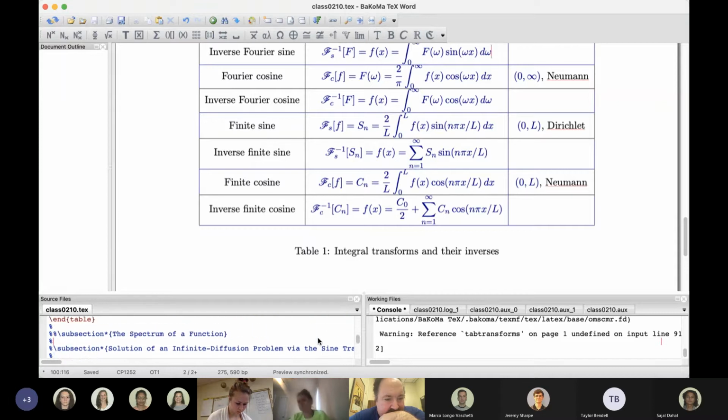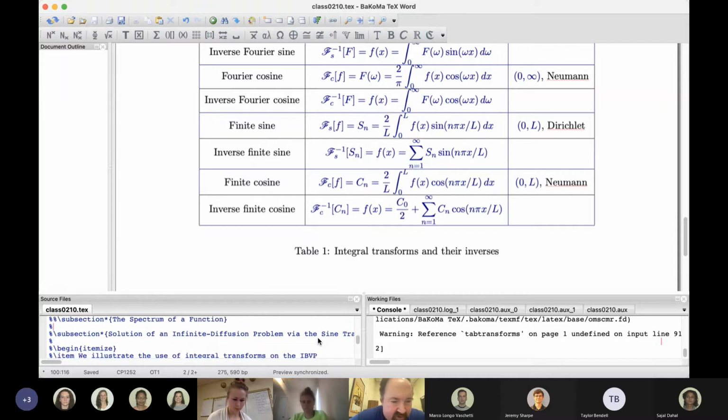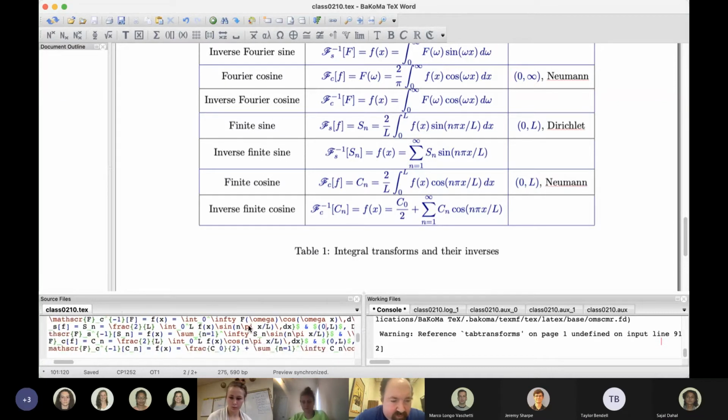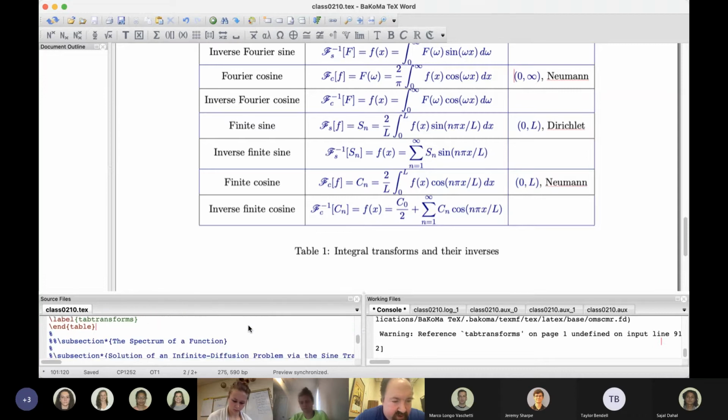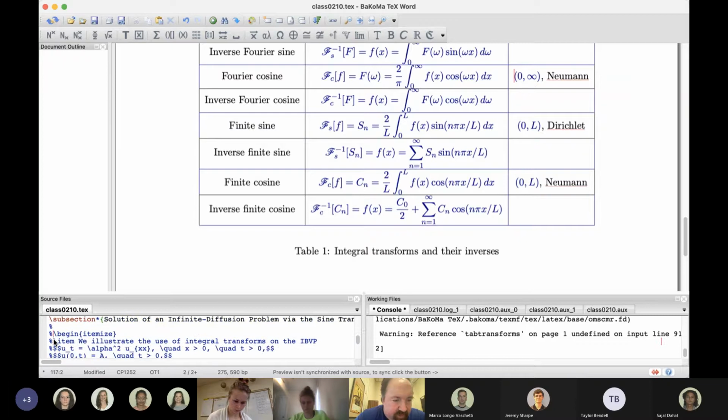All right. So now what I want to do is show how these are used to solve a PDE with whatever additional boundary conditions you have.